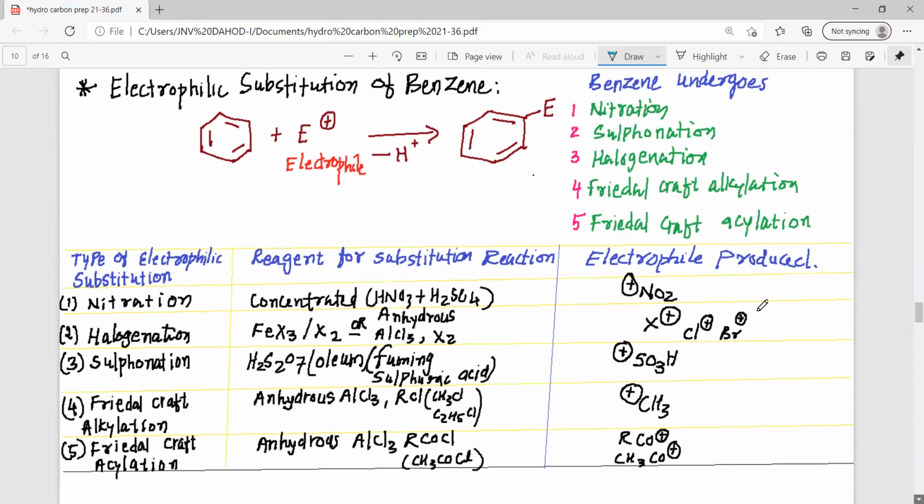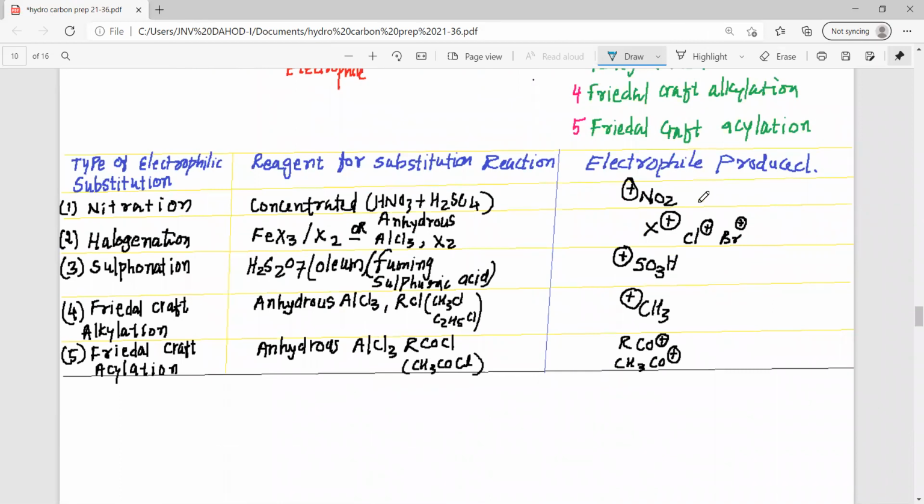We have even seen, my dear students, that in nitration we have got NO2 plus as an electrophile. In chlorination we have got Cl plus. In sulfonation we have got SO3H plus. In Friedel-Crafts alkylation we have got the electrophile CH3 plus, and in Friedel-Crafts acylation we have got CH3CO plus as an electrophile.